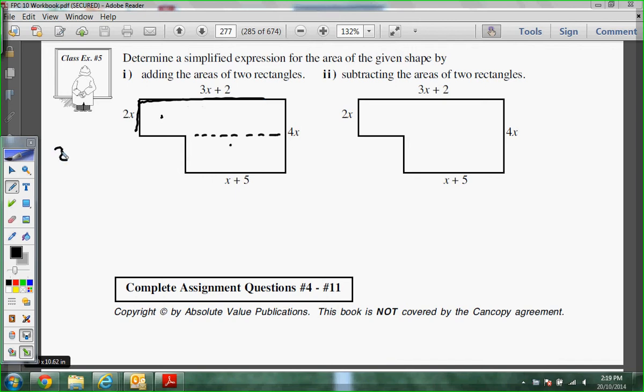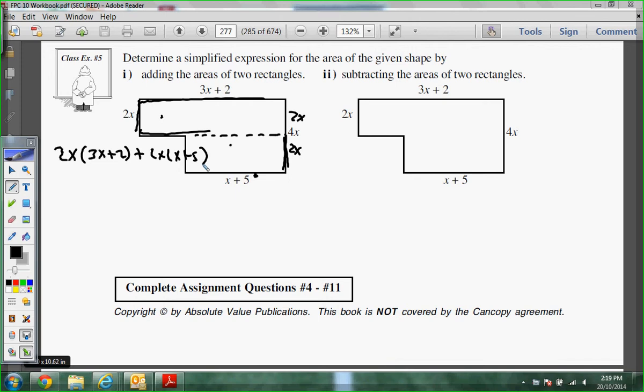So 2x times 3x plus 2. I'm going to add that to x plus 5 times what's this? 2x, because this is 2x, then this is 2x. So x plus 5 times 2x. So now we were adding their areas right now.